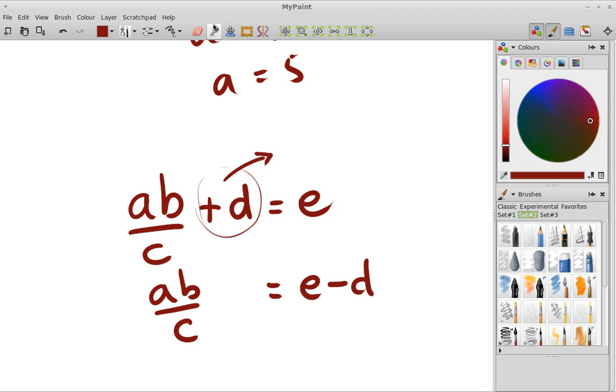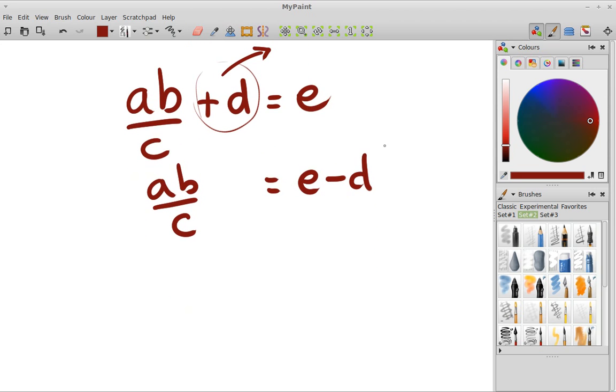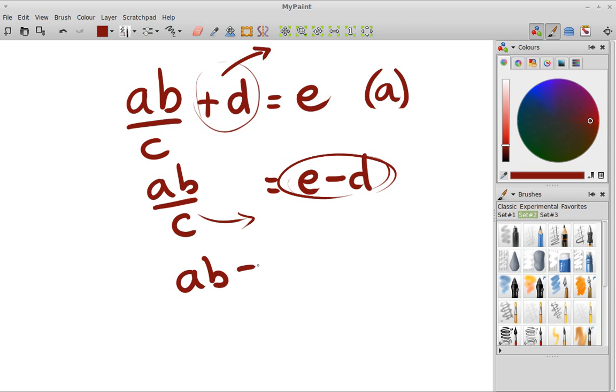Right? Next stage, we're not there yet. We're trying to find A, by the way. Next, we're going to take this divided by C across, because it's always nice to have things on one line. So if we take divide C across, it's going to become times C. But everything that's already there has to be times by C. And there's a way we're going to have to do this. So we'll put AB equals E minus D, and then all of that times C.